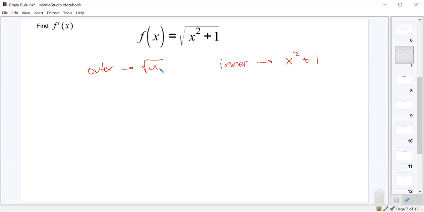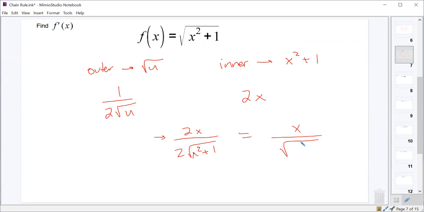What's the derivative of the outer function? It's 1 over 2 root u, right? Yeah. The derivative of the inner function, 2x. So multiply those together, we end up with 2x over 2 root u. Cancel off the 2's and you've got x over root x squared plus 1. Any questions or issues with that? Everybody feel okay about that or no?